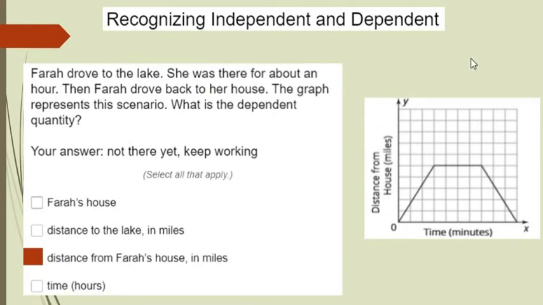Now, looking at the dependent quantity in here, it is the distance from Farah's house in miles. So even if you did not have the scenario, you can look over here at the graph and immediately say, oh, okay, this right here is the independent quantity. This one is the dependent quantity. So I'm looking for the dependent quantity, and this is what I'm looking for right here.